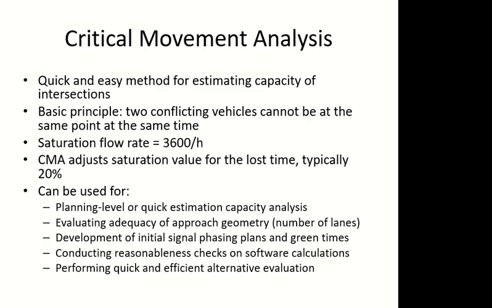Okay, so the saturation flow rate which is normally taken for this analysis is 3600 per hour. Okay, and to adjust for the lost time, okay, because we know at the intersection vehicles will come and they have to stop and so on. So to adjust for the lost time, you can reduce it by 20%. So you can actually take 20% of 3600.